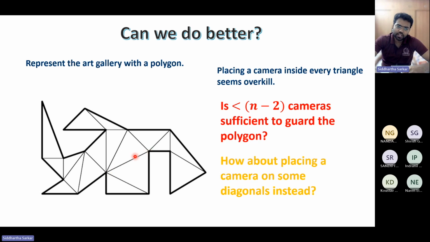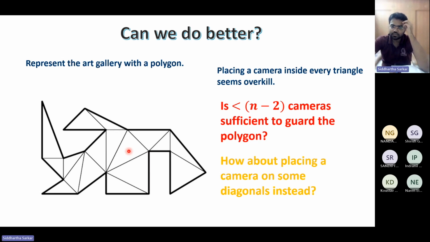So if you place the camera on a diagonal, how many triangles are covered for sure? Two triangles. Yes. So every diagonal is part of at least two triangles. So this diagonal is taking part in this triangle as well as this triangle. So if I put a camera here, then at least the adjacent two triangles are covered. Maybe more are covered, but adjacent two are definitely covered.